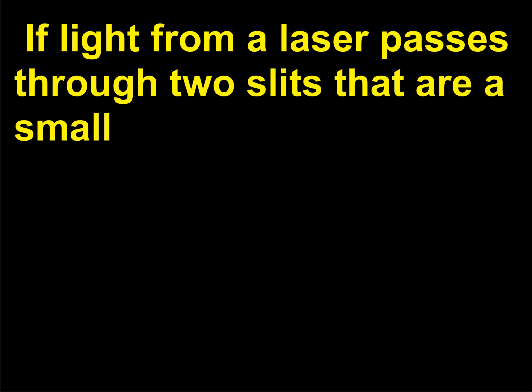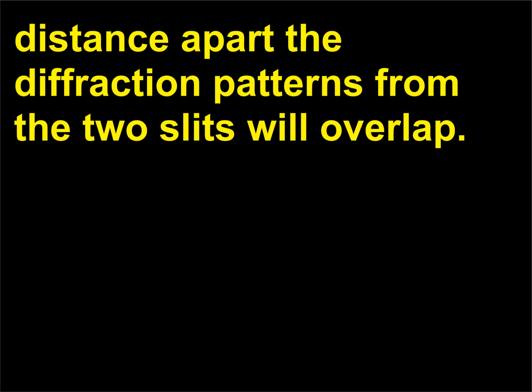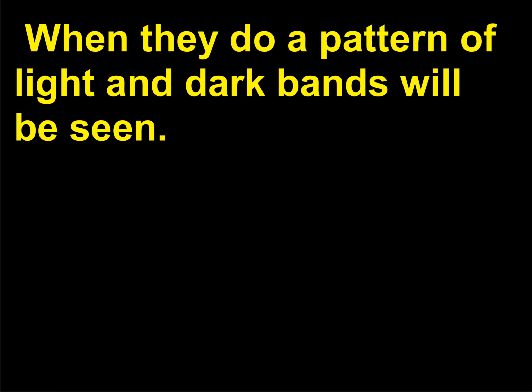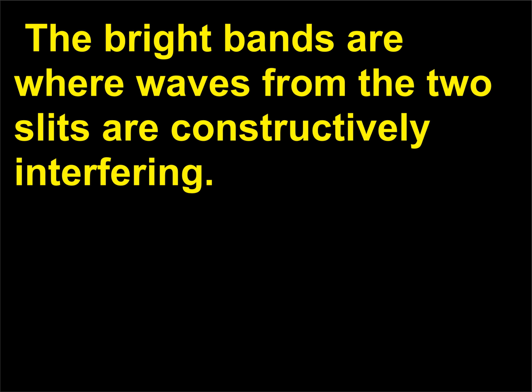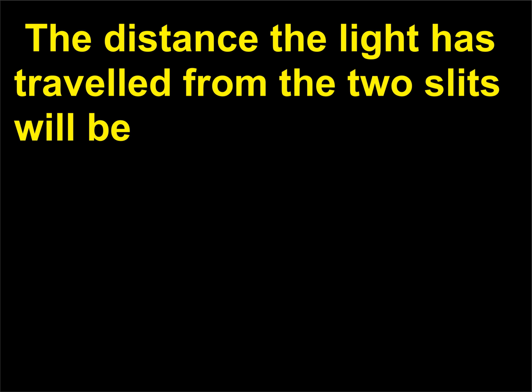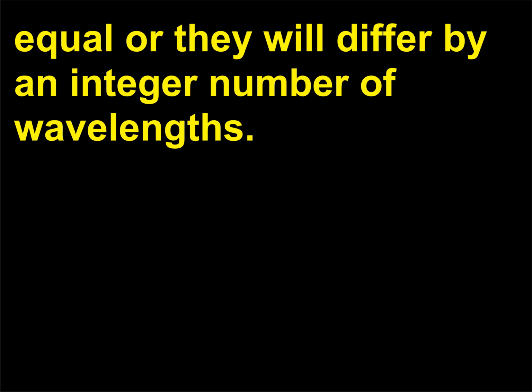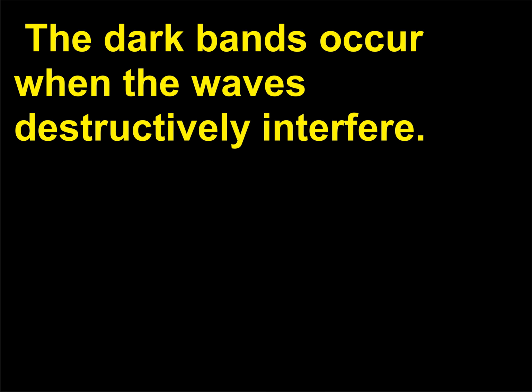If light from a laser passes through two slits that are a small distance apart, the diffraction patterns from the two slits will overlap. When they do, a pattern of light and dark bands will be seen. The bright bands are where waves from the two slits are constructively interfering. The distance the light has traveled from the two slits will be equal, or they will differ by an integer number of wavelengths. The dark bands occur when the waves destructively interfere.